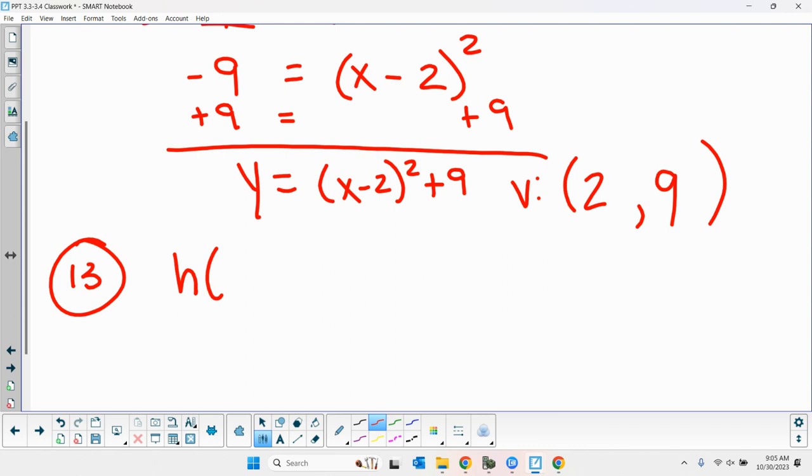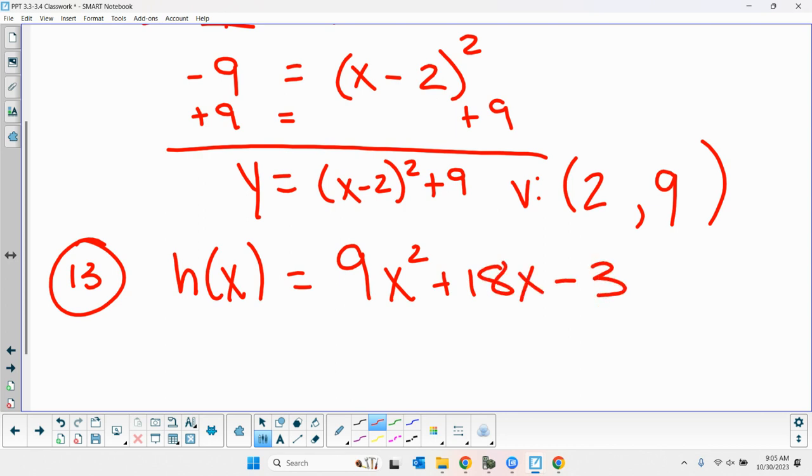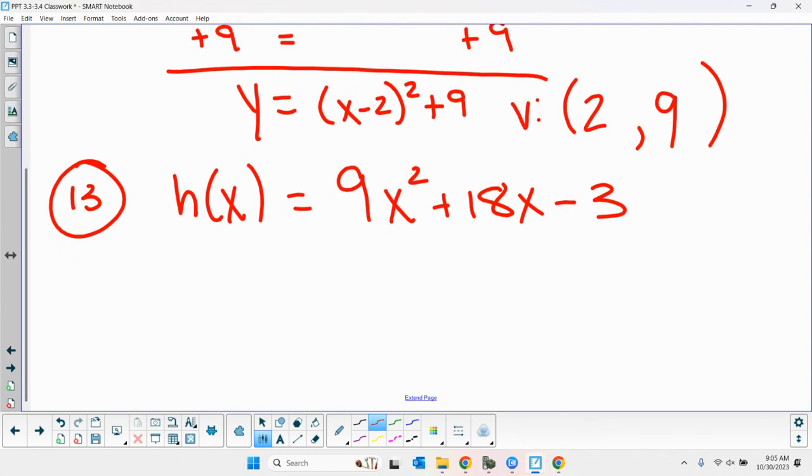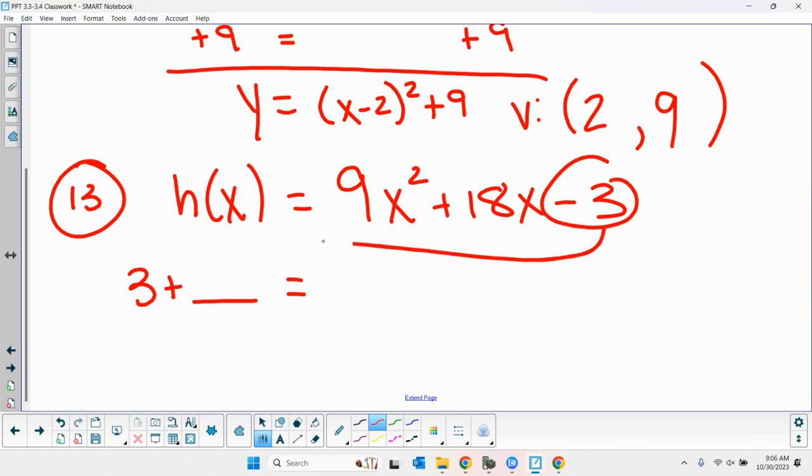So we've got h of x, and then we got 9x squared plus 18x minus 3. Okay? So what I like to do first on these is bring the c over so it becomes positive 3. And then I can't have a be a 9, so I'm going to treat this. I'm just looking at these two. What's the GCF between those two? What goes into both of those? Bigger than 3. 9, yeah.